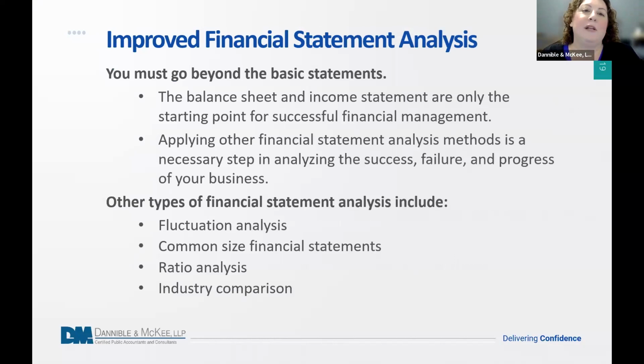So the next step is how are we going to help you improve your financial statement analysis? You've got to go beyond those basic balance sheets and income statements. Producing and printing for your owners a balance sheet and income statement is not enough. It's a starting point, but we've really got to go beyond. We've got to start adding variances and adding some other items such as your budgets, adding some fluctuation analysis. We're going to talk to you a bit about common size financial statements and what that means, ratio analysis, industry comparisons.